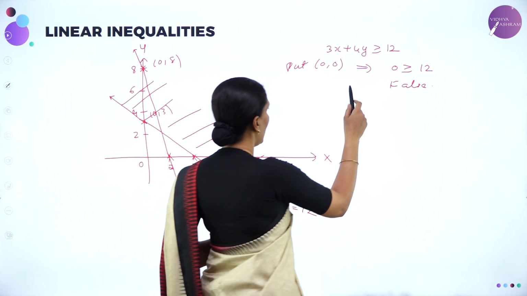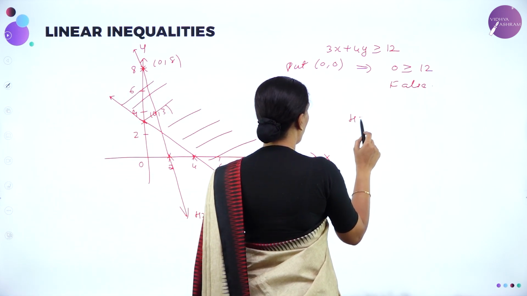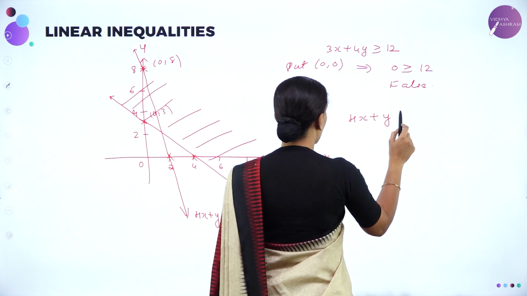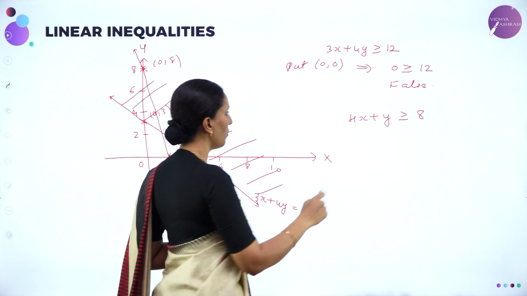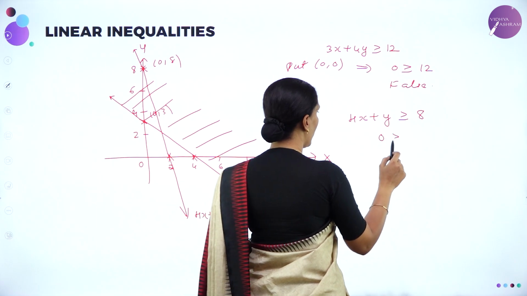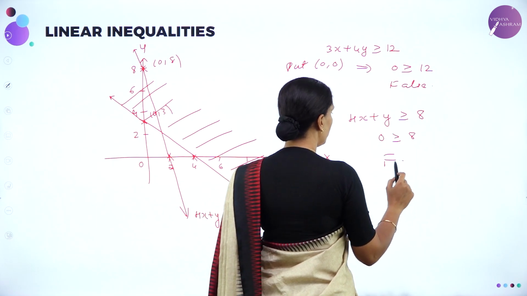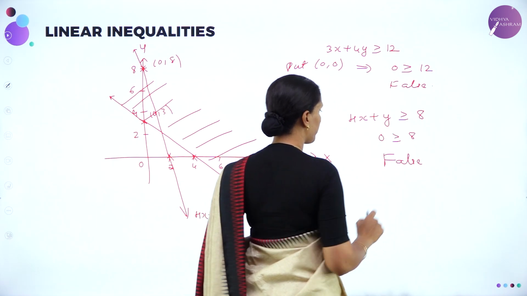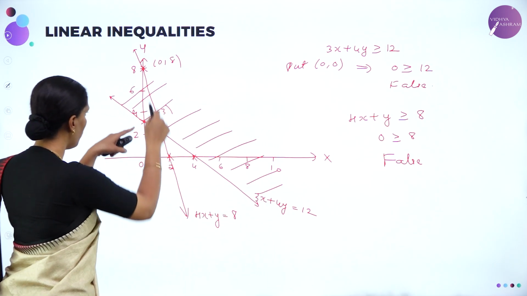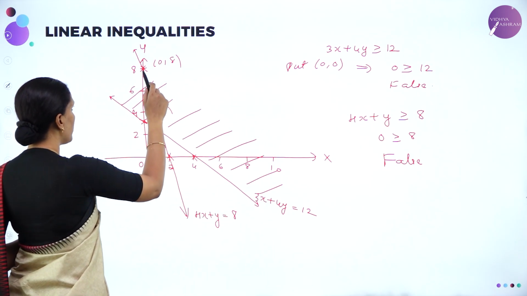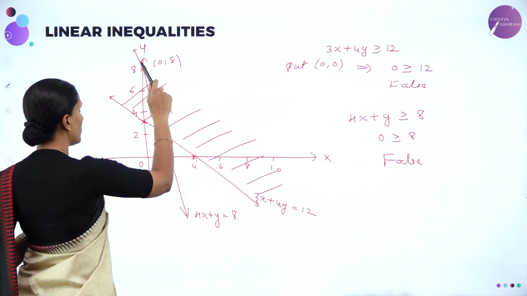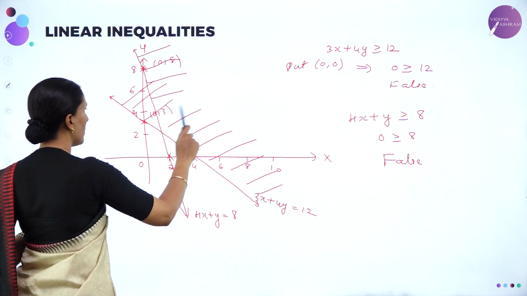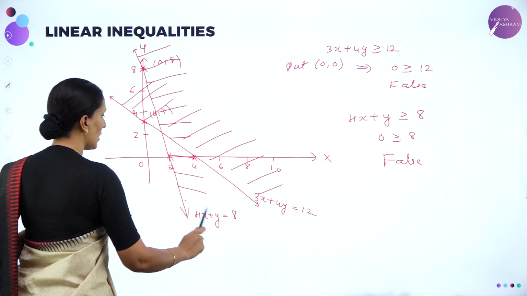Next, let me take the equation 4x plus y greater than or equal to 8. For this equation also, if you put (0, 0), we get 0 greater than or equal to 8. Again, it's a false statement. So that means for this line also, I need to take the region which does not contain 0. So we need to shade the opposite region. So this region falls as the solution region.